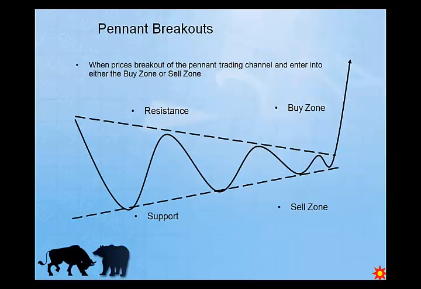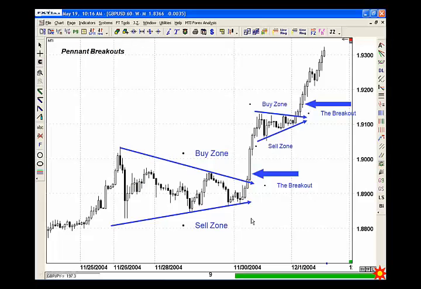Now, when prices break out of the pennant, they start trading in a channel. Okay? And look how the market went. It was in a channel, and they could either break north or south. Everything to the north of these lines is going to be the buy zone. Everything to the south is going to be the sell zone. And we traded exactly the same way, the rules of the buy and the sell zone. And we could see it here.